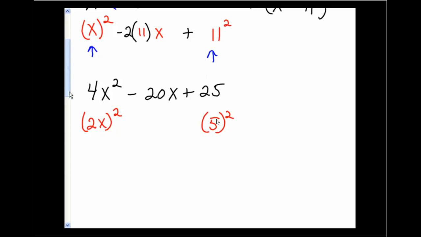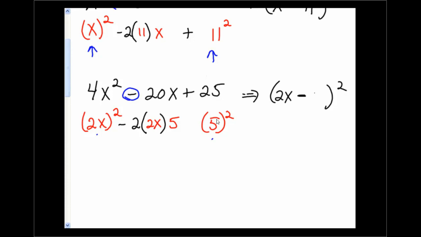What about the middle term? Well, the middle term will be twice what? The product of the 2x and the 5 for our minus 20x. So how does this factor? It's going to factor to a binomial squared. The sign in the binomial will match the sign in front of the middle term, so that's minus. The first term in the binomial will be the 2x. The second term in the binomial will be the 5.